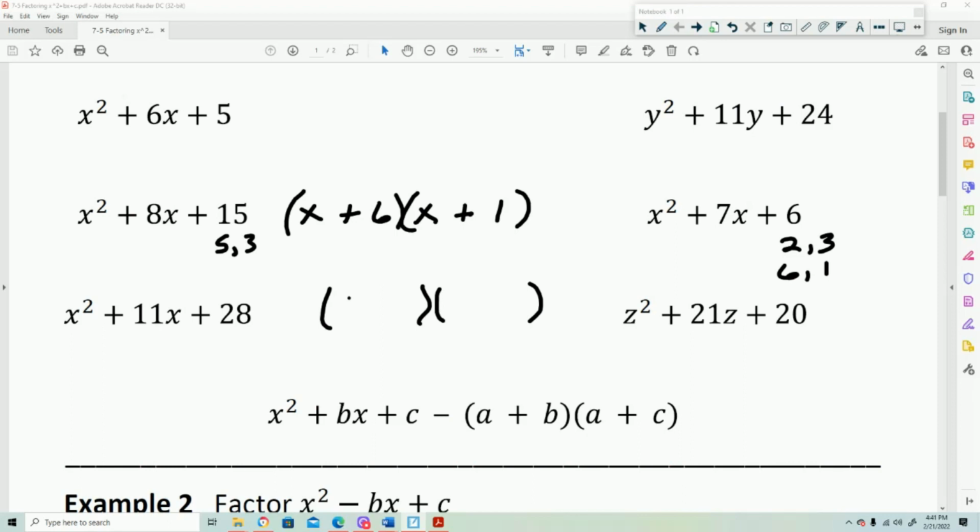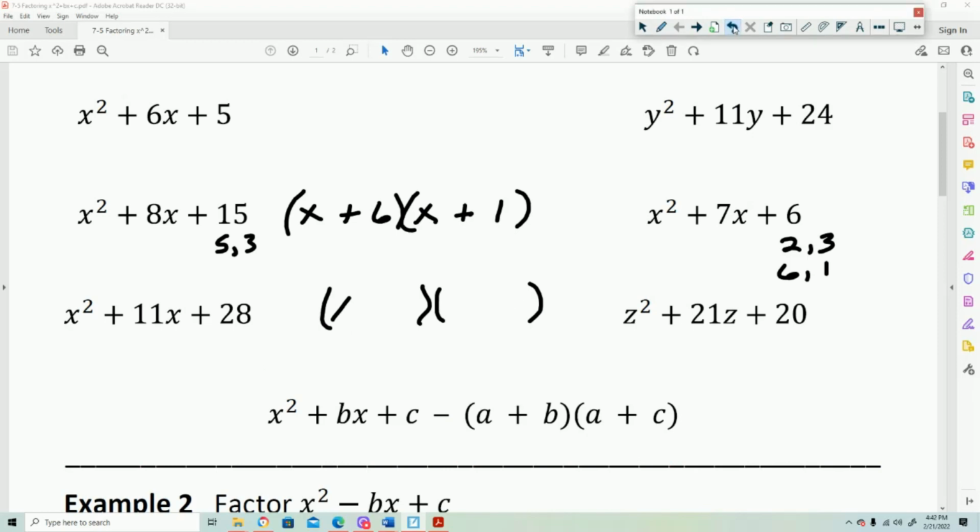I've got an x and an x here, plus sign, plus sign. Now let's look at 28. Well, that is 7 times 4, 14 times 2, or 28 and 1. 7 and 4 added together give me 11, so I'm going to use 7 and 4 for my factors. Let's back up and do the next one.